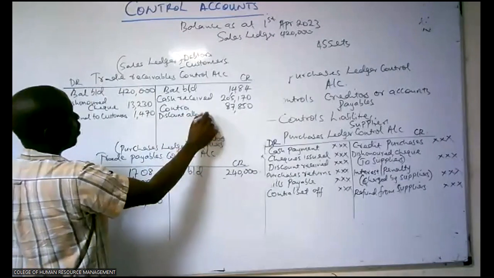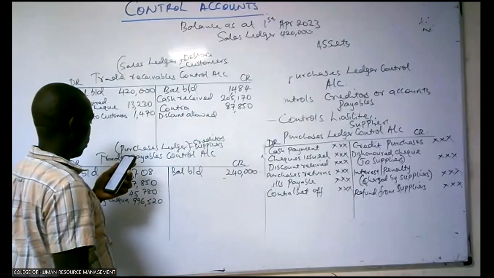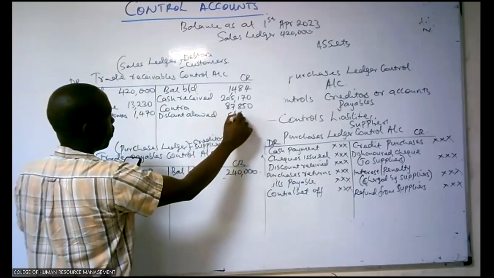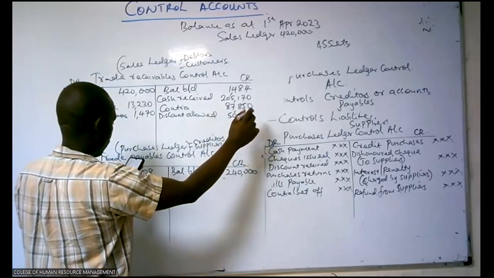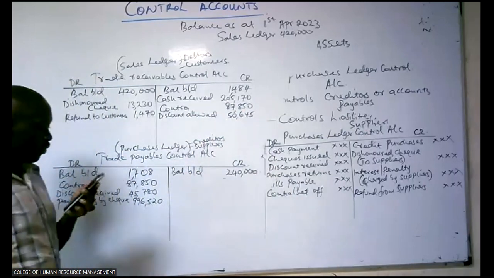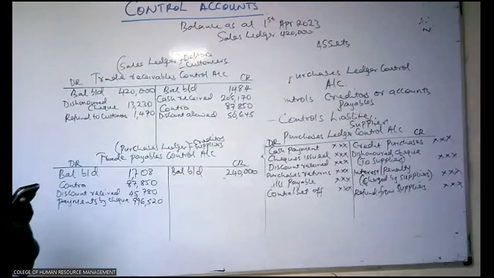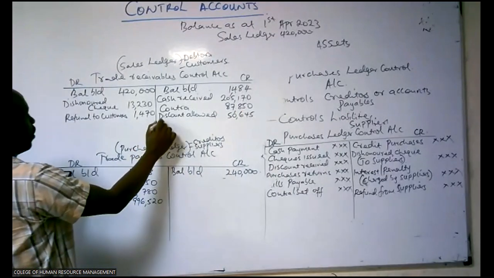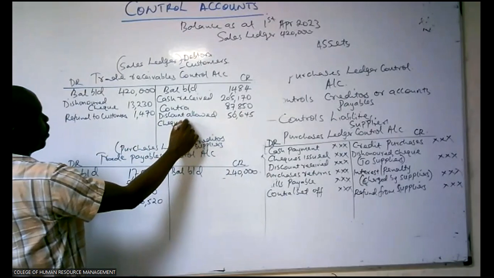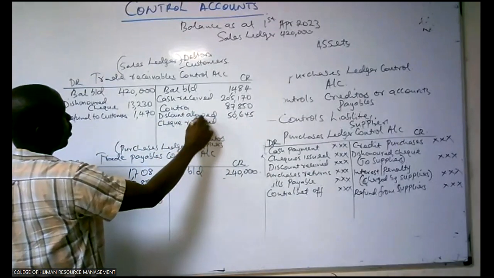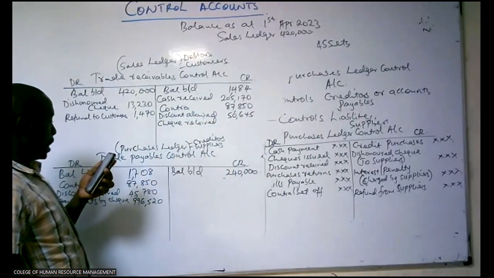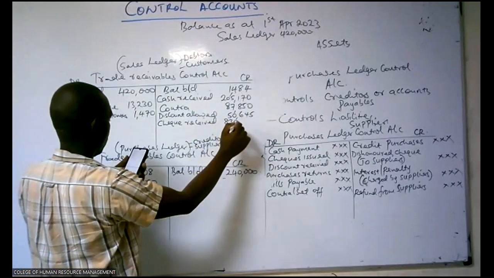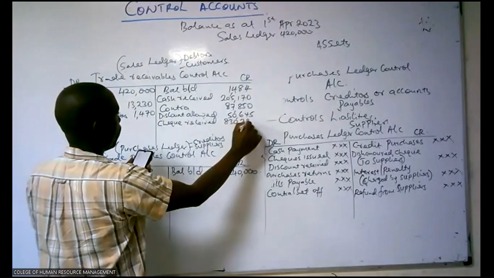Discount allowed, 50,645. Receipts from customers by check. Checks received, 830,035.